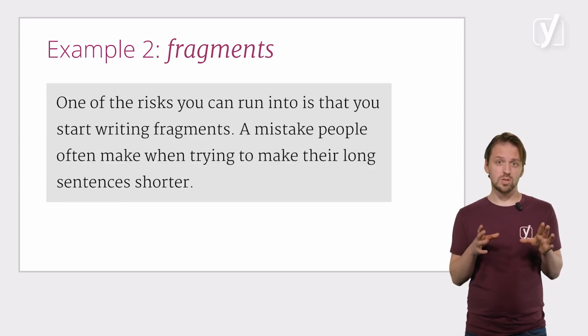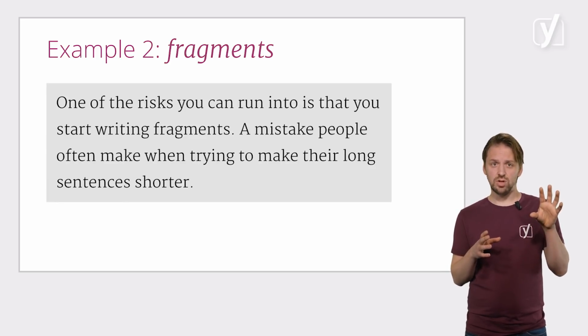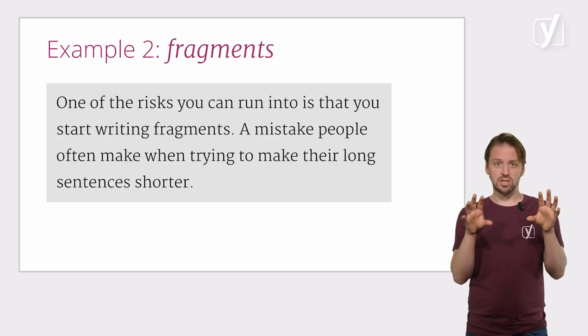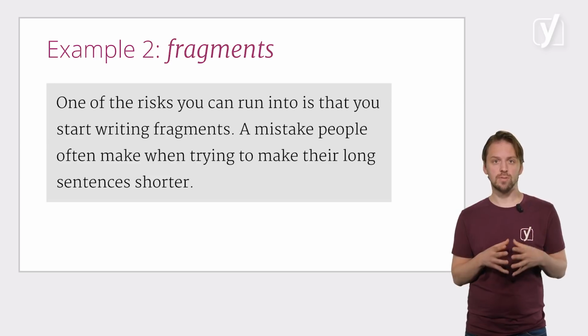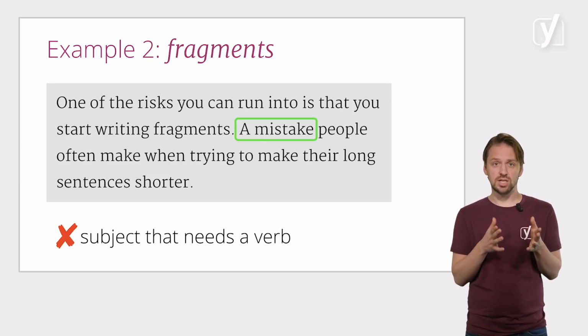Another type of fragment is one where a sentence doesn't have a verb that corresponds to its subject, like the second sentence in this example. "One of the risks you can run into is that you start writing fragments." Full stop. "A mistake people often make when trying to make their long sentences shorter." Now, a mistake is a subject that needs a verb. "Is" in this case, but it's not there.